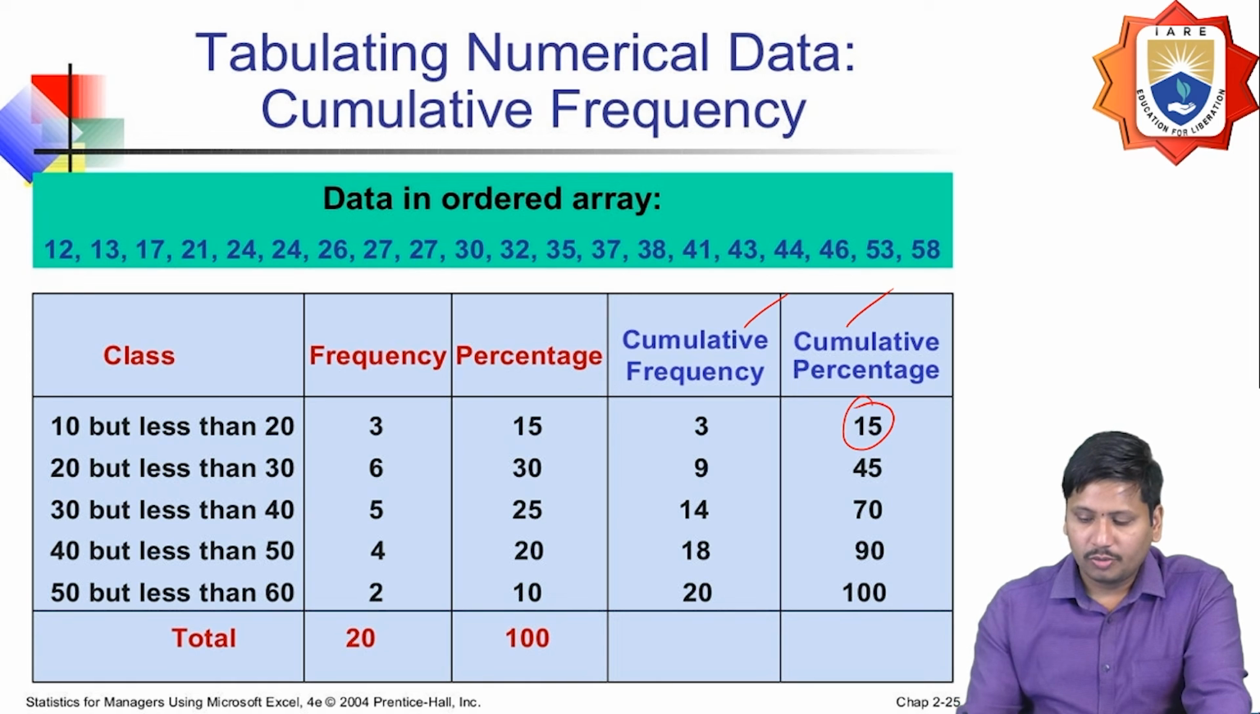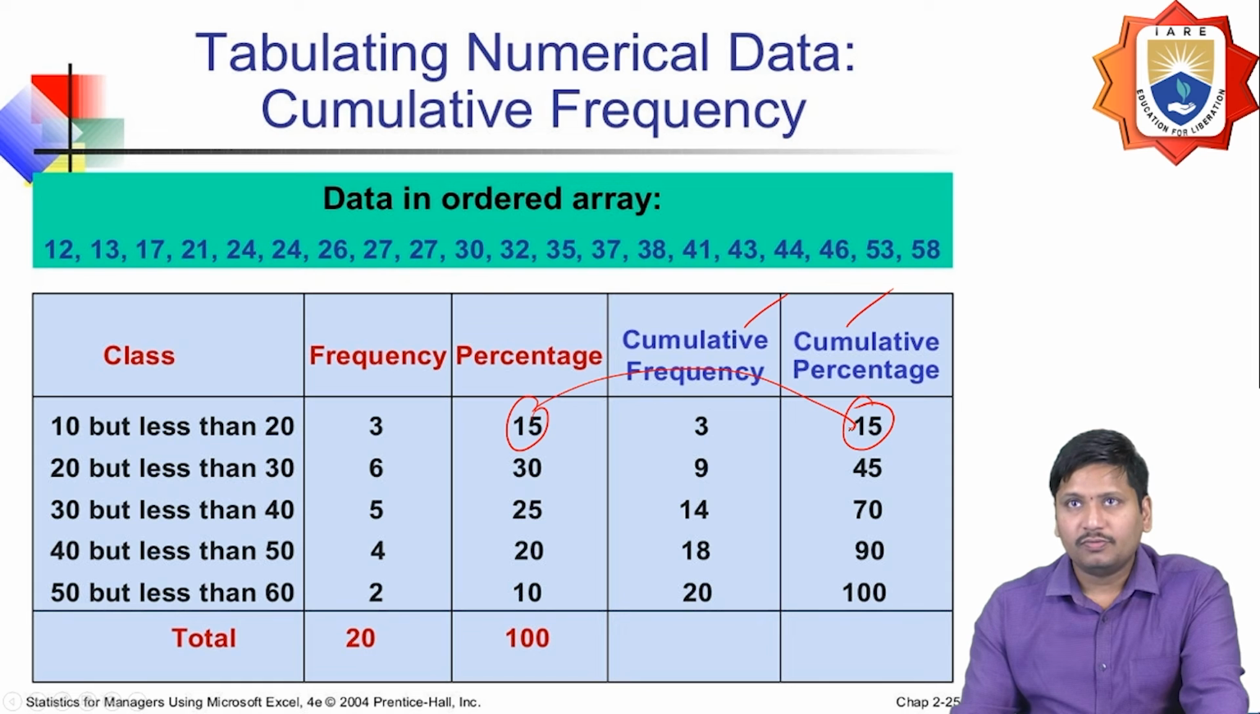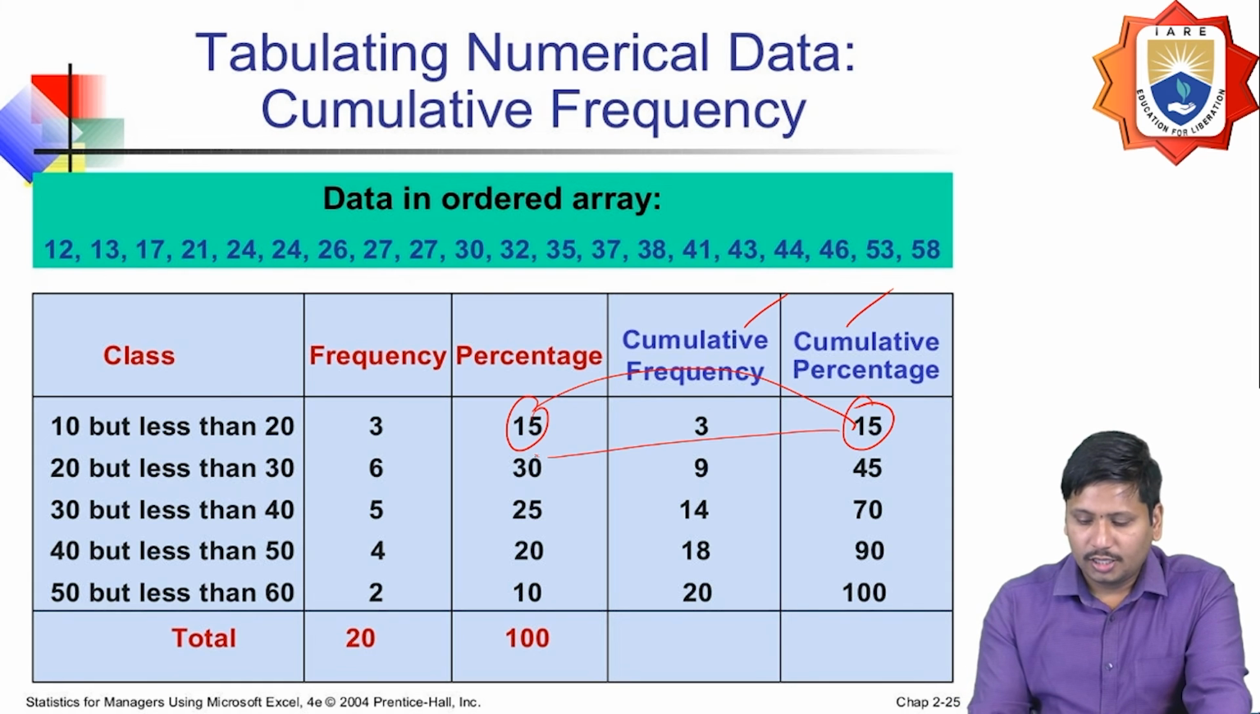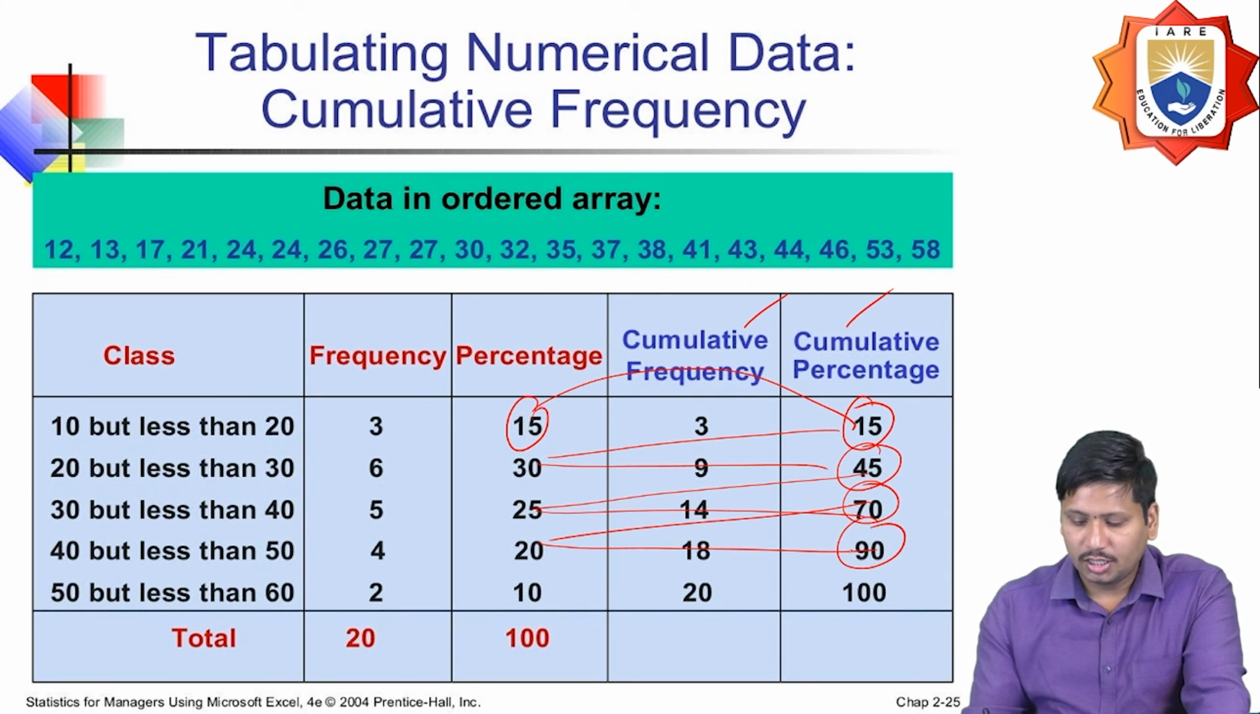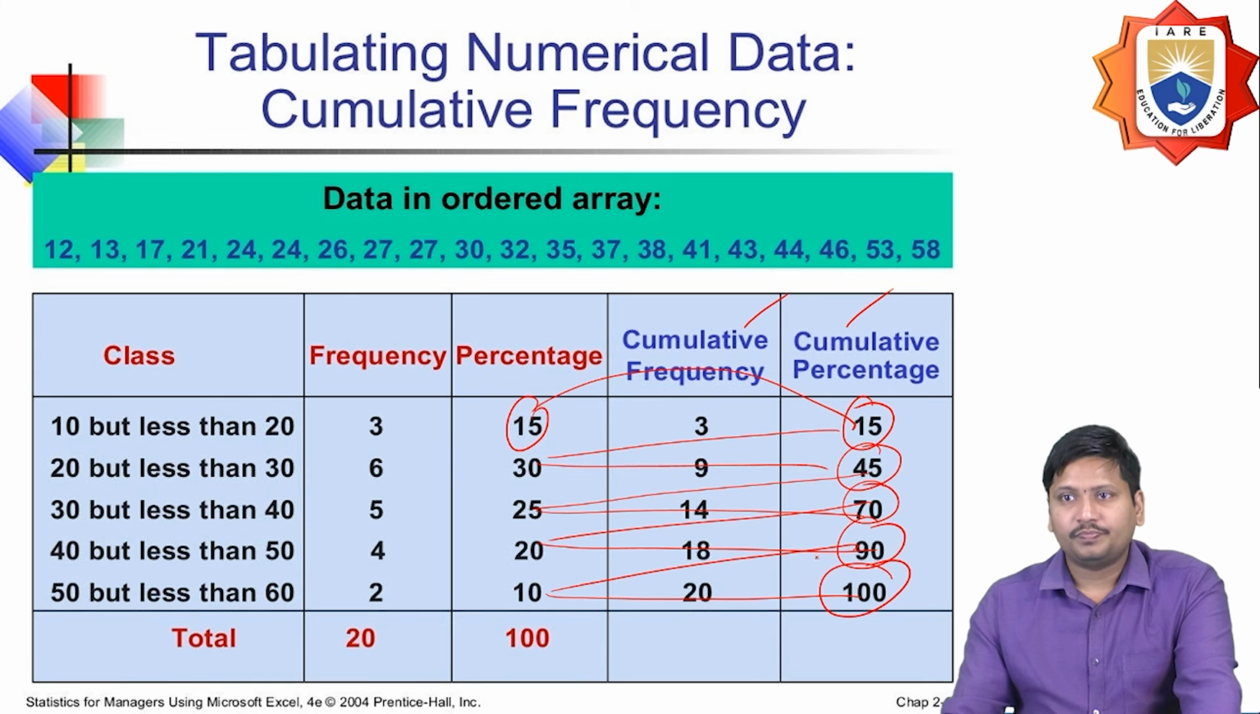For the cumulative percentage, take the initial value, that is 15 here. To this 15 add 30, then the cumulative percentage is 45, and the next is 25, which becomes 70, then 90, and 90 plus 10 is 100. Like this, you have to consider the cumulative percentage as well.